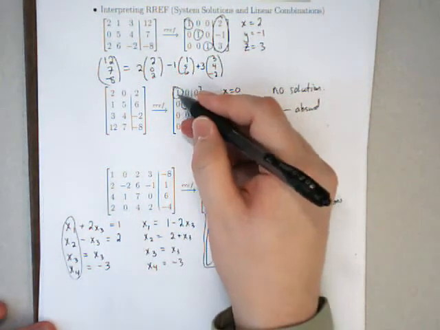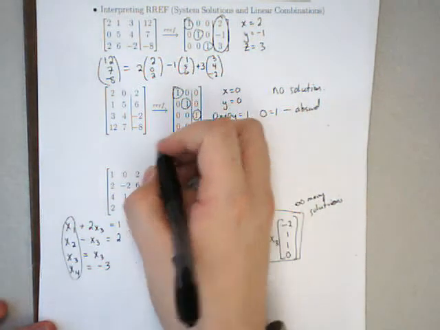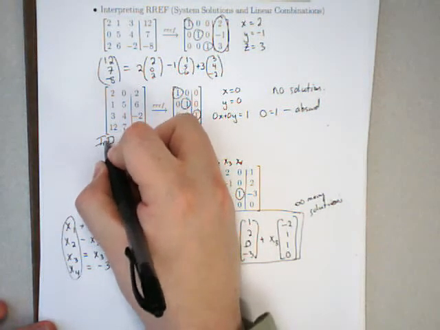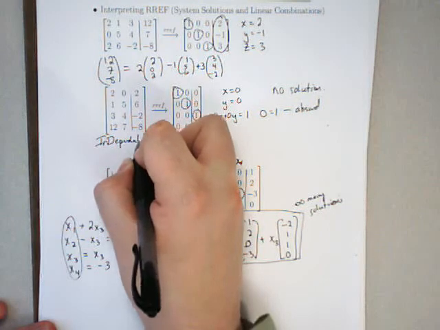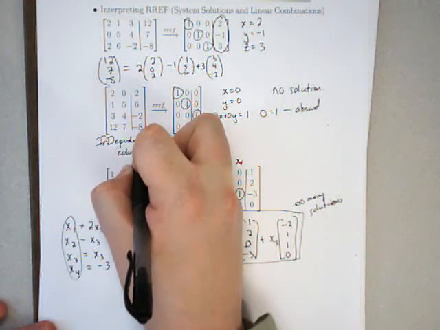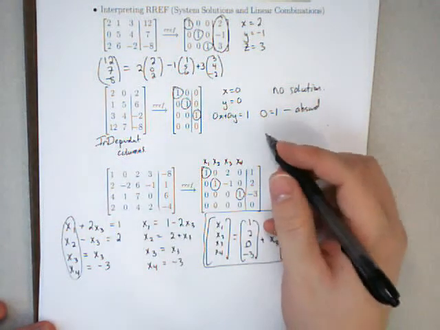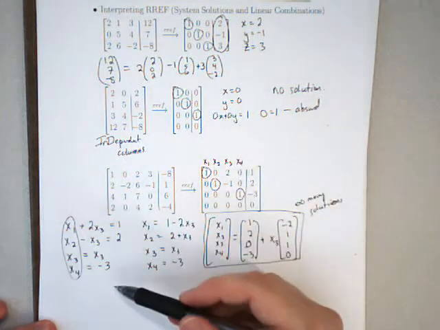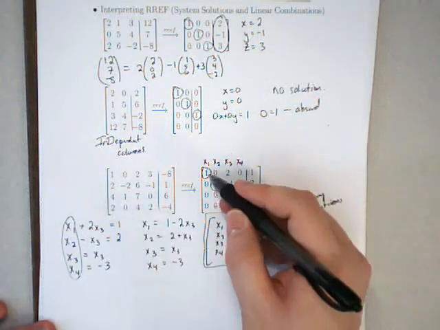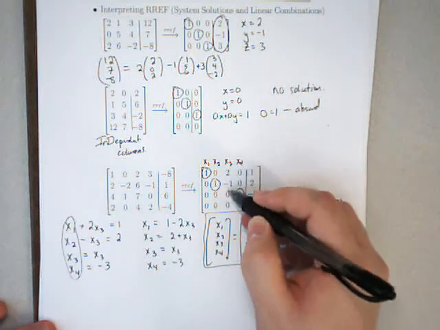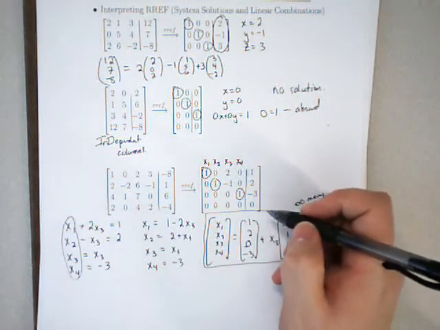When I look at this one, every single column contains a pivot, which means they are independent columns. None of them can be written as a linear combination of the others. Now we'll come down to the bottom. On this bottom one, we have two non-pivot columns. We've got the third column and the fifth column that are non-pivot columns.